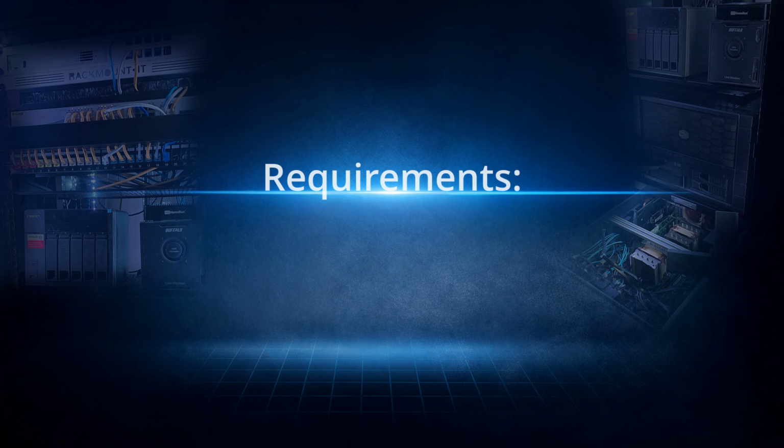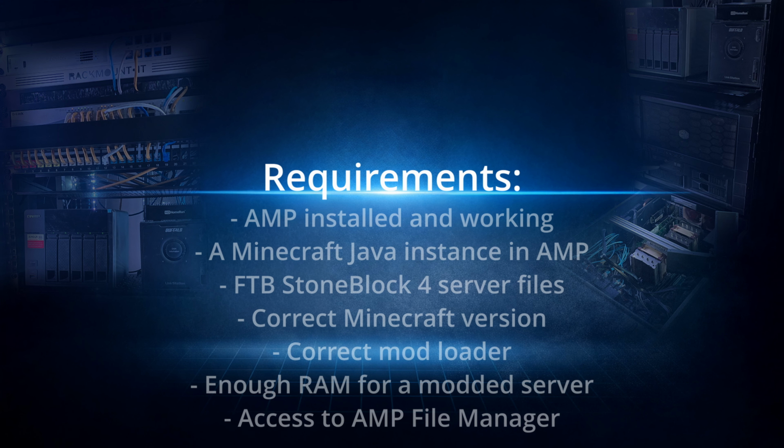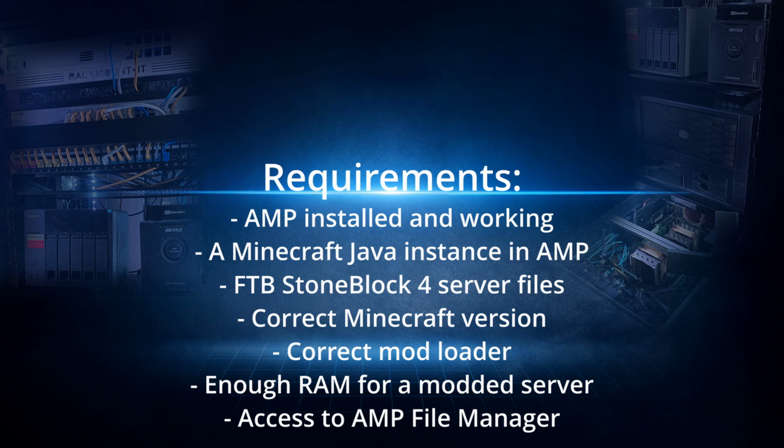Before we begin, we need a few things to get ready. First, we need AMP installed and working, have the Minecraft Java instance in AMP, the FTB StoneBlock 4 server file, the correct Minecraft version, the correct mod loader, and enough RAM to run the server. Also, you will need access to the AMP file manager.